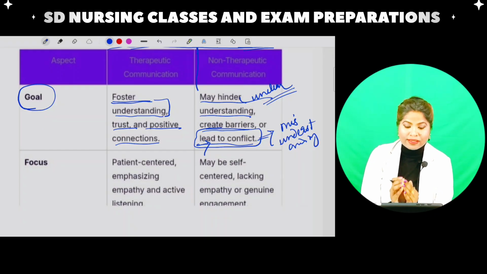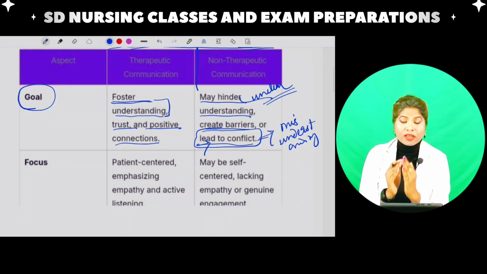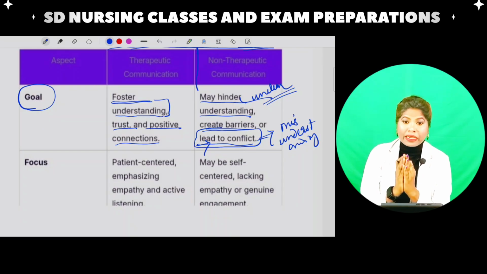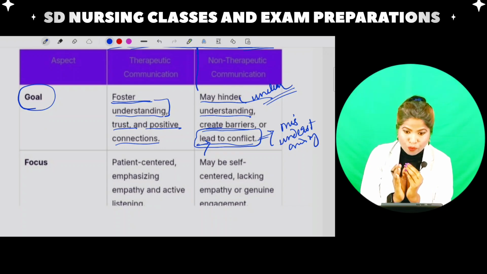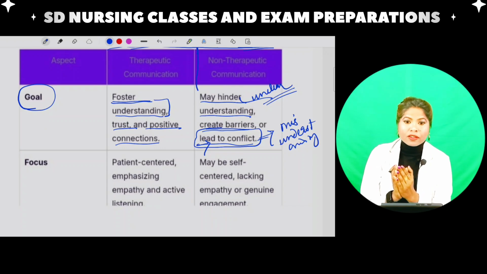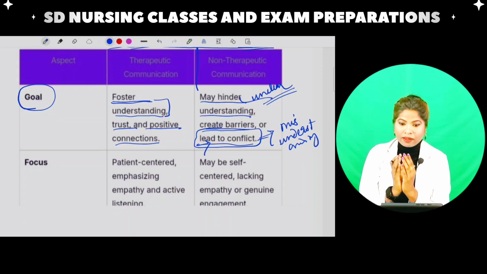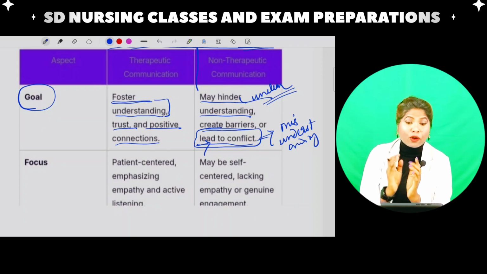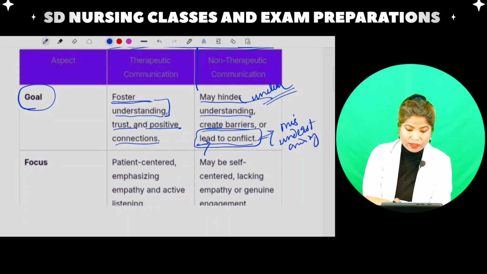In therapeutic communication, our relationship, our goal, everything should be for the benefit of the patient only, not for us. So we should make him understand and discuss the topic politely, and according to their mood, their posture, and how they are feeling, we have to deal with them and talk with them. So this is the first one.